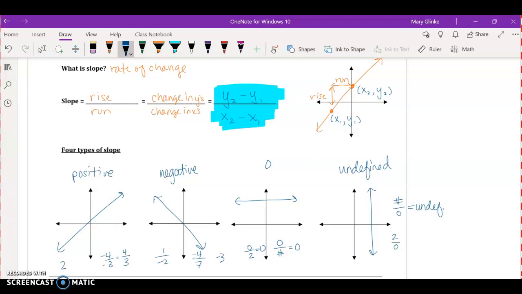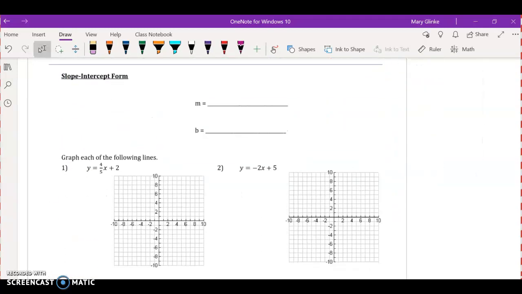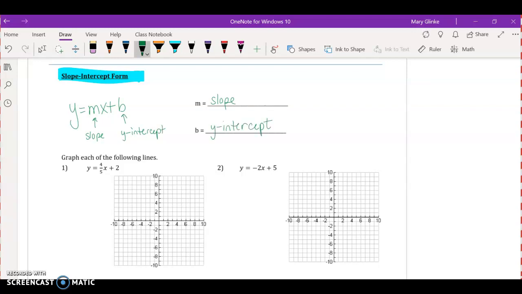So those are the 4 different types of slopes, and what happens is we can use those slopes to actually graph lines if they're in slope-intercept form. So for this one, it's going to be y equals mx plus b. So slope-intercept form, this is a big one. Y equals mx plus b, where m here is your slope and b here is your y-intercept. So this is slope-intercept form because you are given those 2 things in the formula.